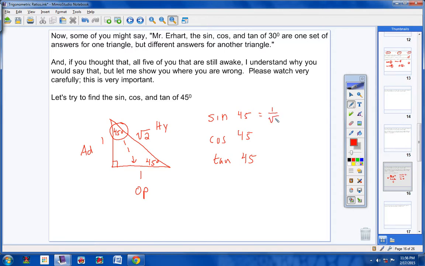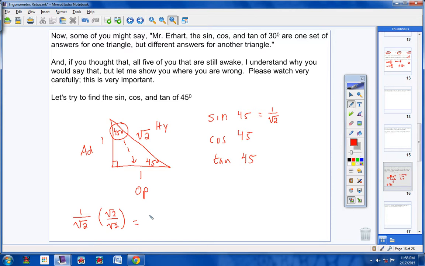Now that answer is no good because I have a radical in the denominator. So I'm going to come down here and rationalize it. That's what you call this process right here. We call it rationalizing the denominator. So I'm going to multiply the top and the bottom by the square root of 2.